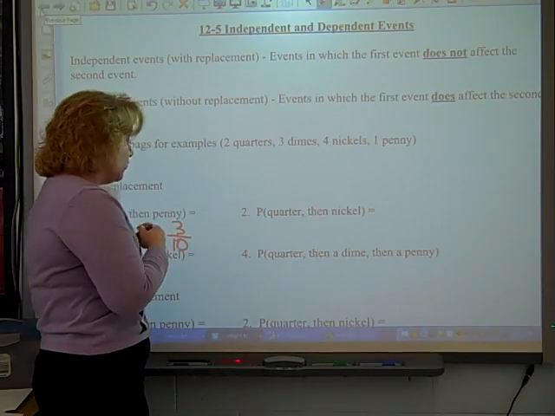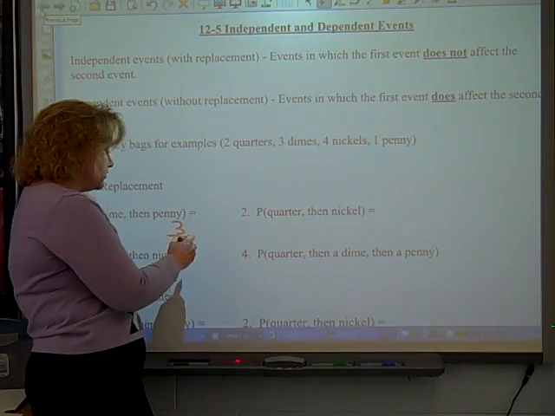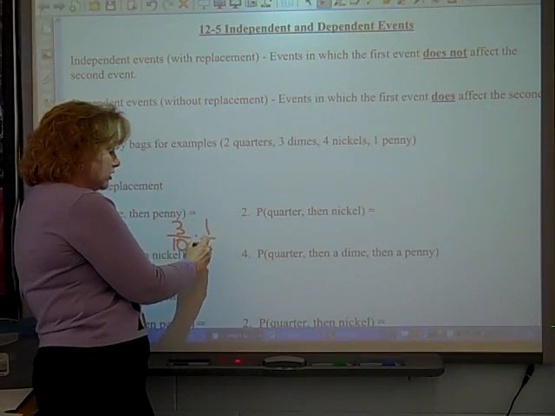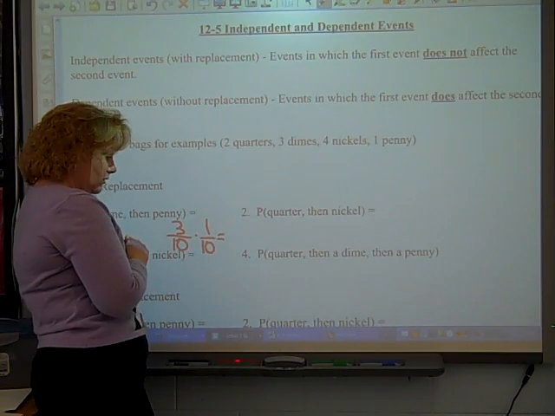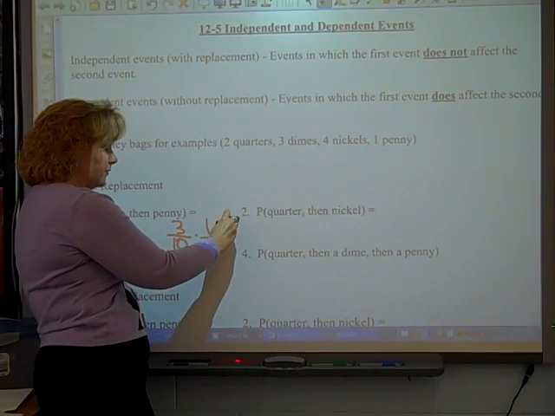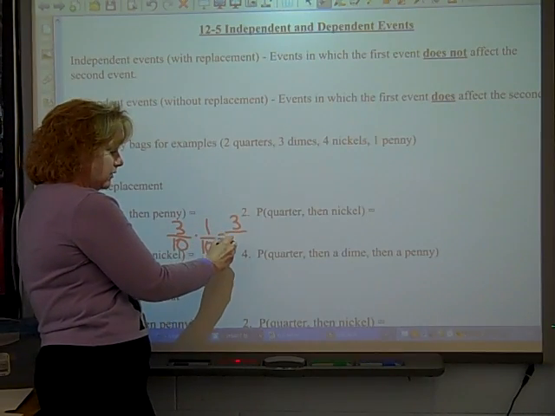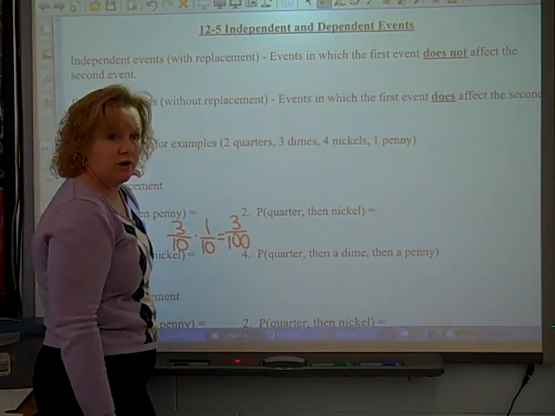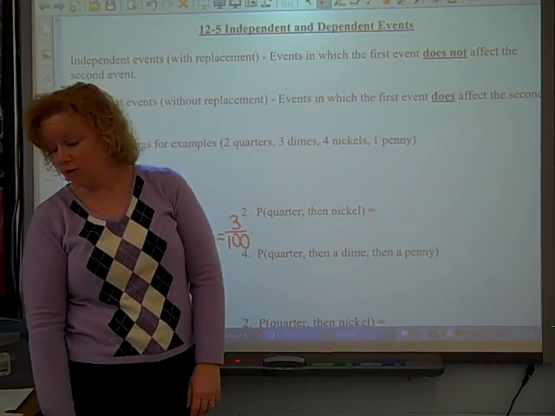Now what you do to figure out the probability of both of those things happening is you multiply them together. Okay? So what's 3 times 1? 3. What's 10 times 10? 100. So 3/100ths is the chance of that occurring.